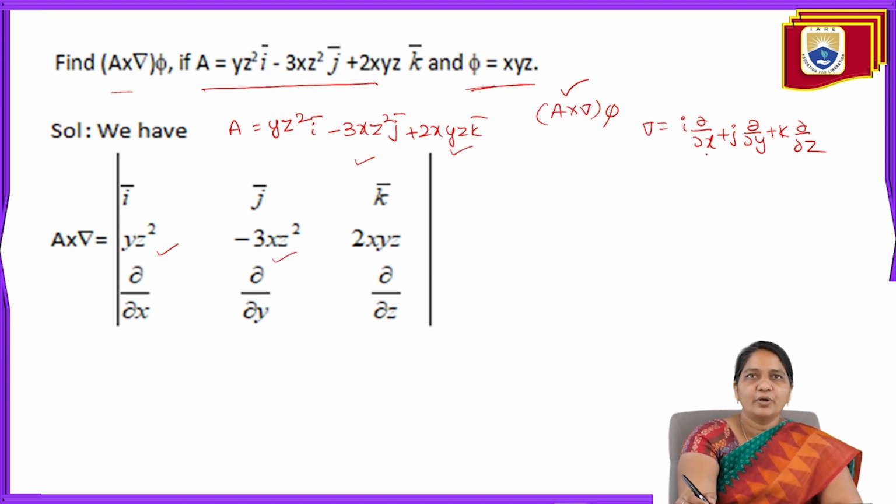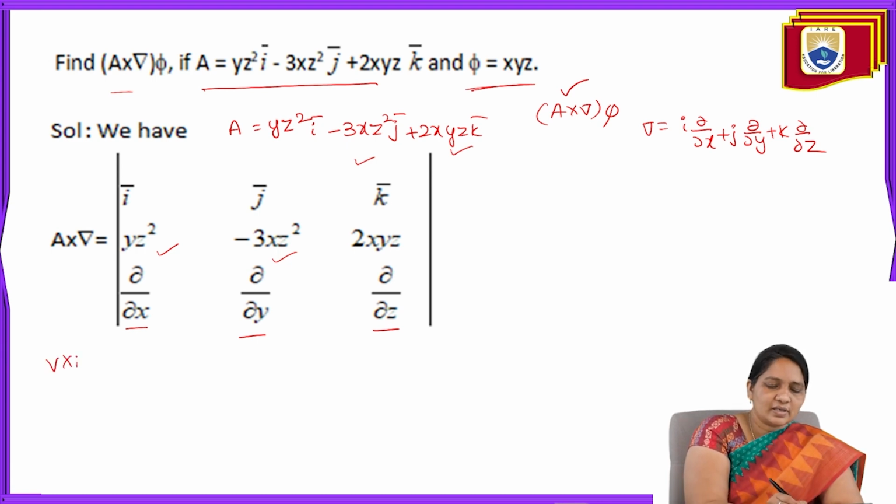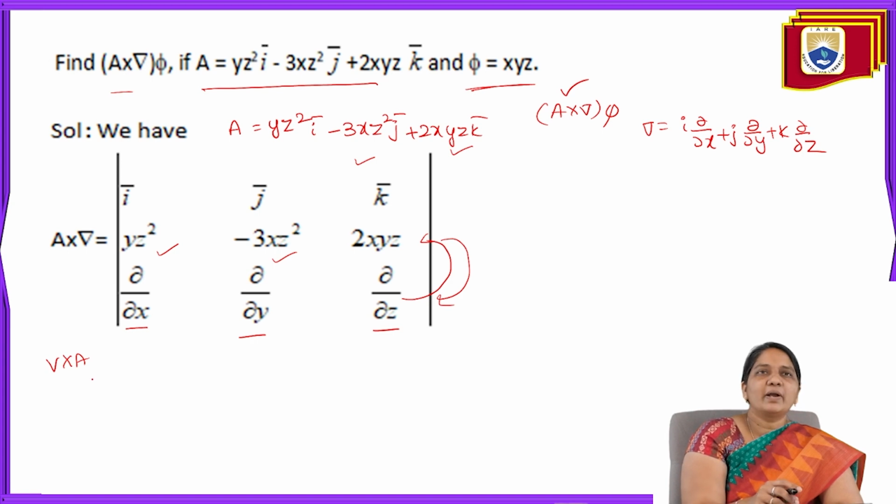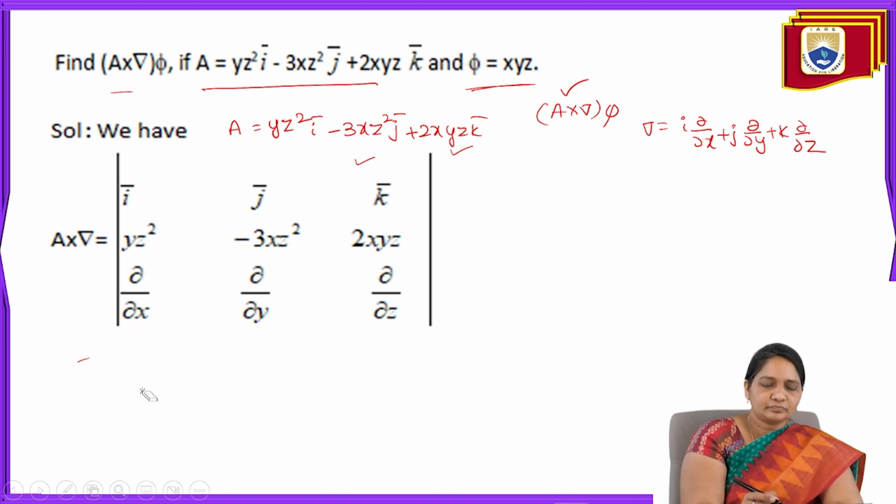Next, del: ∂/∂x, ∂/∂y and ∂/∂z. If you are having del cross A, then we have to write this one first and after that this one. But here they are giving A cross del. So that's why first we are writing A, and after that we are writing the del values. Now we will calculate the determinant here.